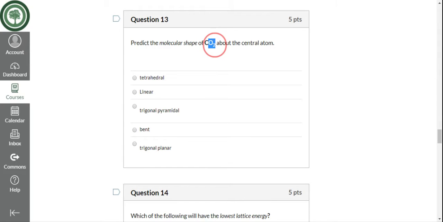CO2, there's 2 things bonded to carbon. There are 0 lone pairs, making it linear. Again, if it had any non-bonding electrons, it would be bent.